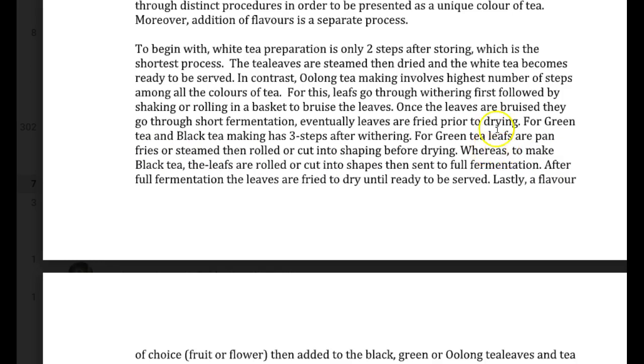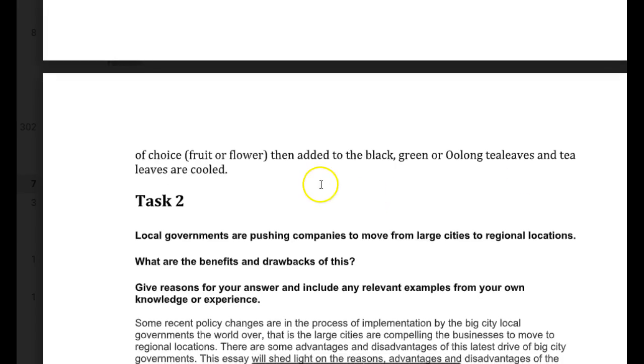Whereas is the wrong word here. Instead, you want however. However, to make black tea, the leaves are rolled or cut into shapes, then set to full fermentation. After full fermentation, leaves are fried to dry until ready to be served. Lastly, a flavor of choice, fruit or flower, is then added to the black, green, or oolong tea leaves, and tea leaves are cooled.